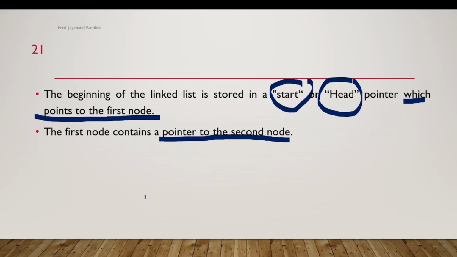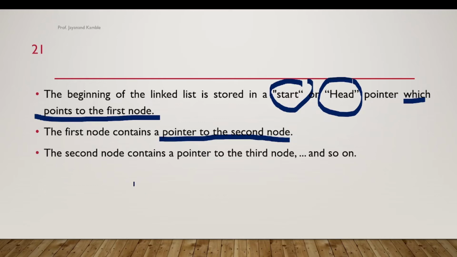data part and the pointer field. That pointer field will contain the address of the next node. When we create the next node, at that time only that node's address will be there in the first node. Okay, I will show you how that happens. The second node contains a pointer to the third node and so on.